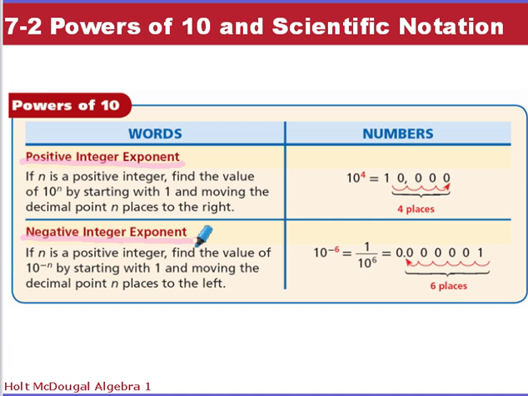A negative integer exponent: if n is a positive integer, find the value of 10 to the negative n by starting with 1 and moving the decimal point n places to the left. So we'd start here, and these are powers of 10. We move 1, 2, 3, 4, 5, 6. And again, notice it's a negative exponent. It's a much smaller number because it'd be 1 over 10 to the 6th. Again, this is a review from what we did in the 7-1 lesson with our exponents.